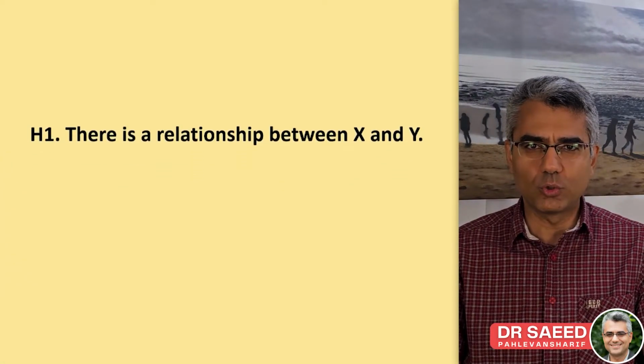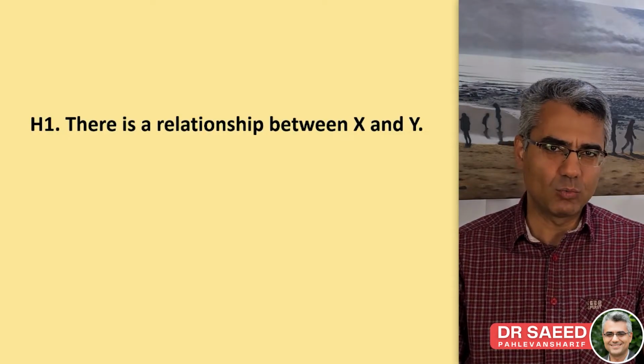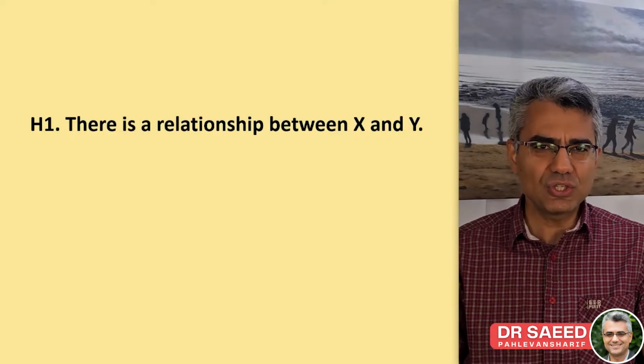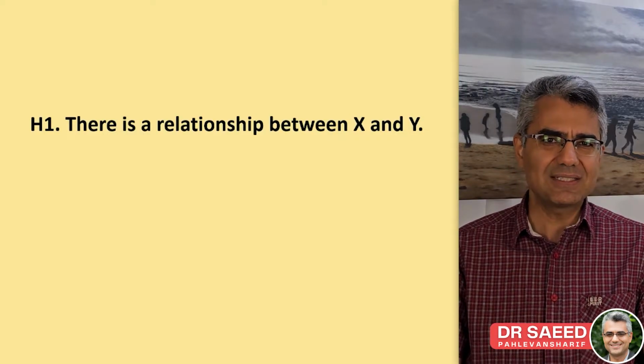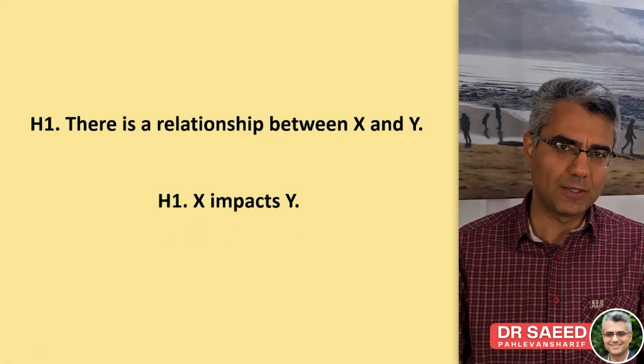In this video, we will discuss the technical aspects of formulating hypotheses, such as directional and non-directional, one-tailed and two-tailed, as well as null and alternative hypotheses. We already learned the general form of a correlational hypothesis, which is there is a relationship between variable x and variable y. Now you may ask, instead of there is a relationship between two variables, can I state my hypothesis as variable x impacts variable y?